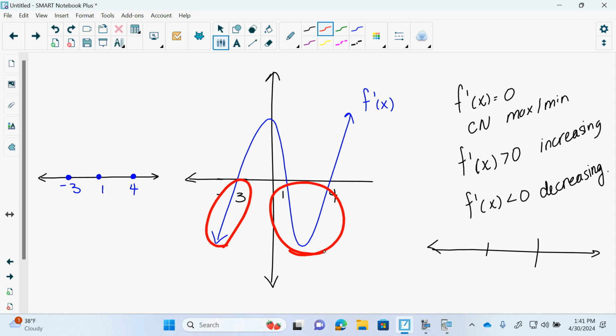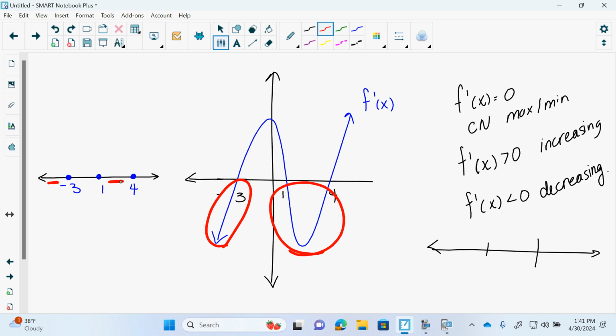Where f prime of x is what? Less than 0, so it is decreasing, correct? That's where f prime of x is less than 0, right? So from -infinity to -3, I have a negative sign. From 1 to 4, I have a negative sign. Do I not, on my number line, if I pull that off and make it a number line?